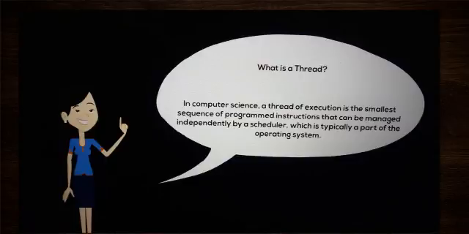Before knowing about multi-threading, we'll first know about a thread. What is a thread? In computer science, a thread of execution is the smallest sequence of programmed instructions that can be managed independently by a scheduler, which is typically a part of the operating system.